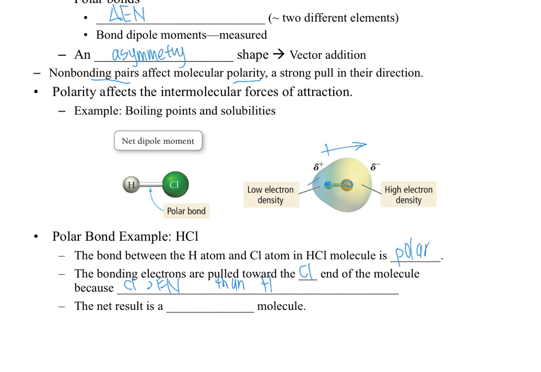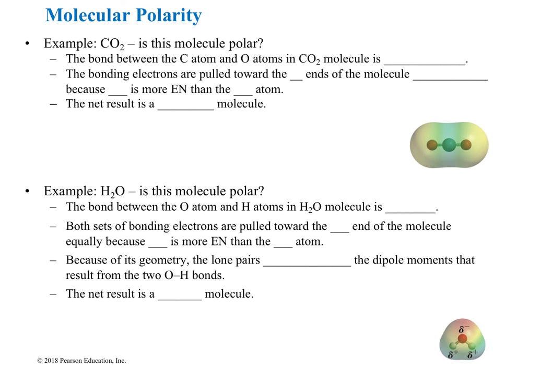So that gives us a polar molecule. So let's look at carbon dioxide. We've drawn it already, and it looks like this. It has a dipole pulling towards the oxygens, and because of that, they're pulled in opposite directions. So the bond between the carbon and the oxygen is a polar bond.